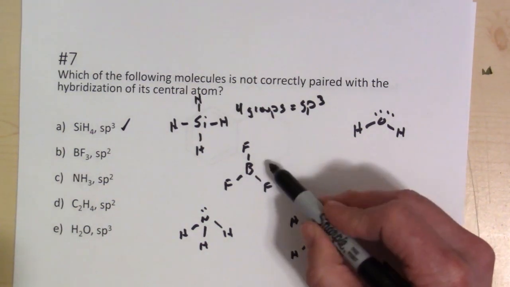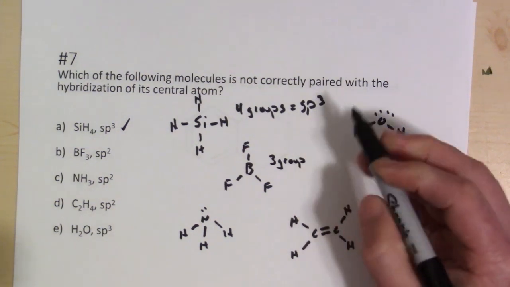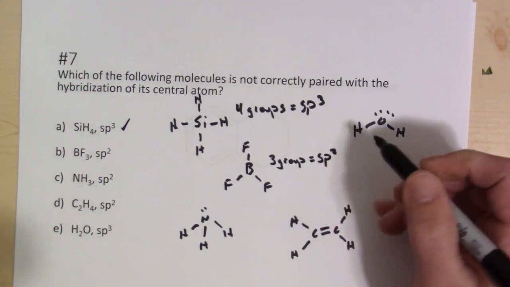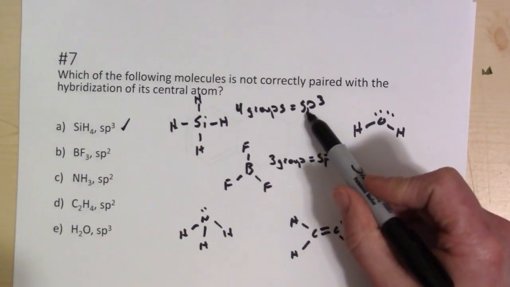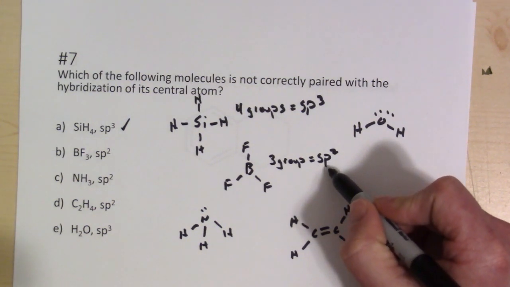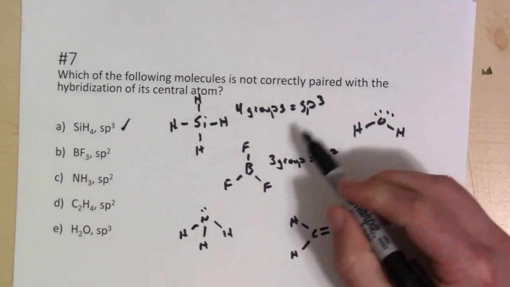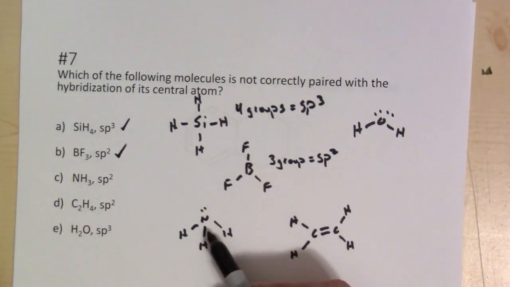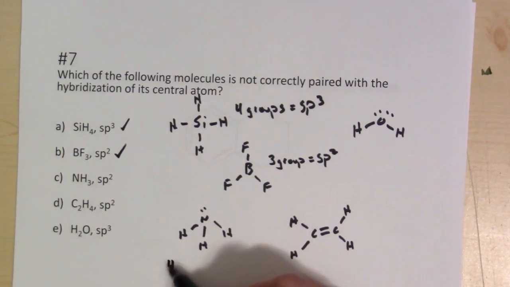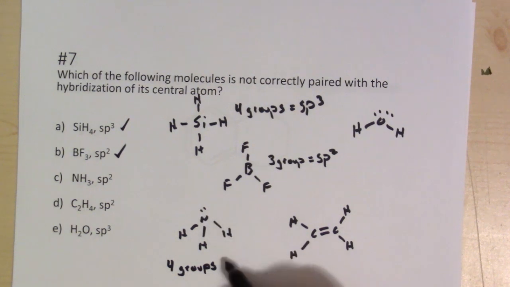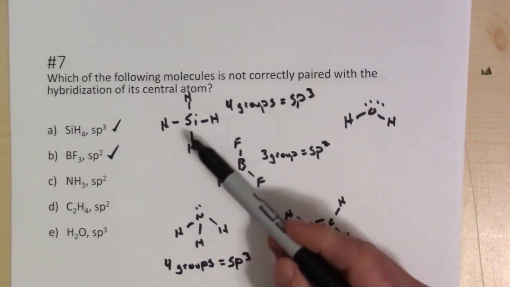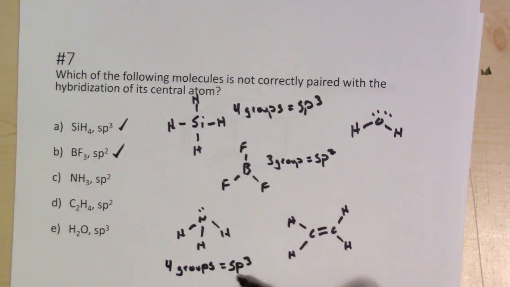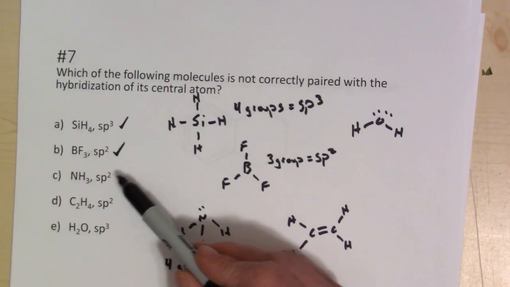Moving to BF3, there are 3 groups around the boron, so that's going to correspond to an sp2 hybridization, for the same reason that this was sp3. When you have 1 s orbital and 2 p orbitals, they make 3 sp2 orbitals, so that corresponds to 3 groups, which this boron does have, so that matches there as well. Looking at nitrogen, there are 4 groups here. So 3 bonding groups and 1 lone pair, so that would correspond to an sp3 hybridization. There were 4 groups in ammonia, there were 4 groups in the SiH4, so both are going to be sp3. That does not match with what we see listed over here.